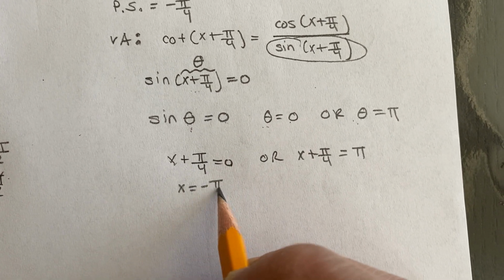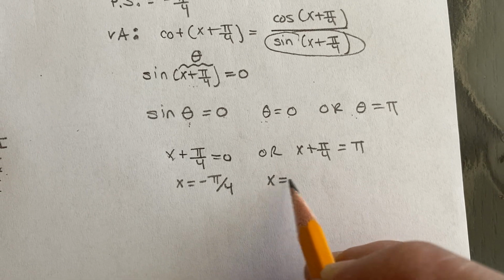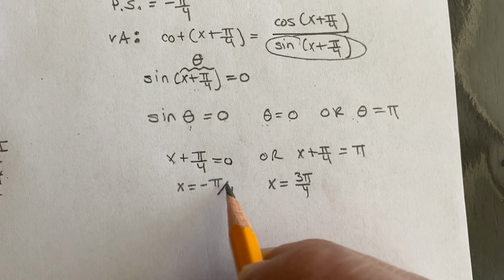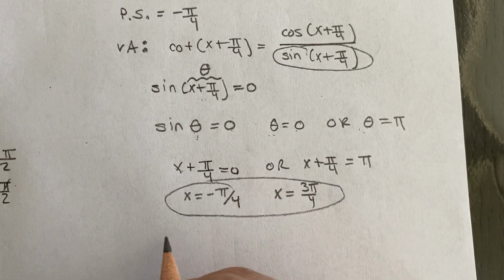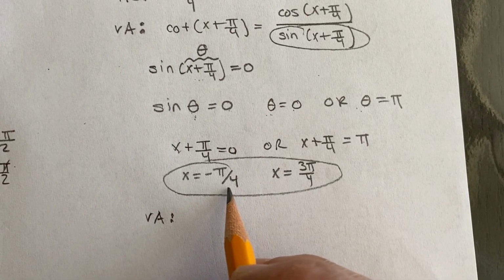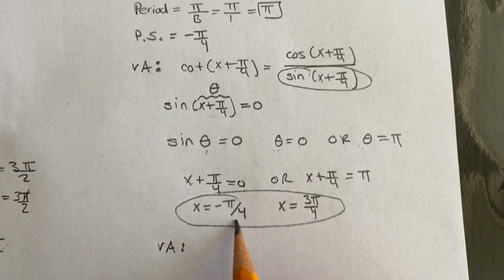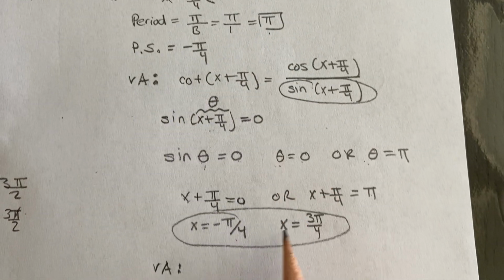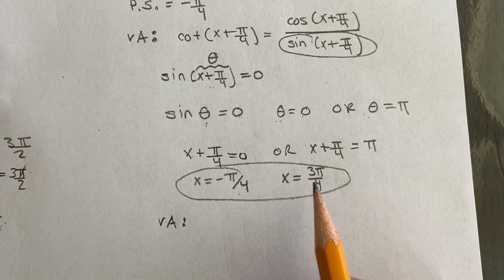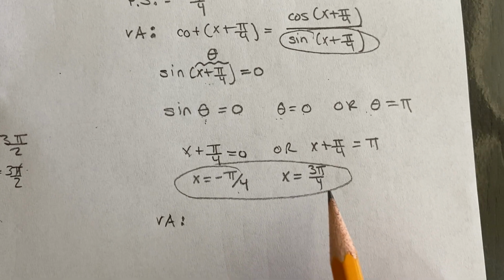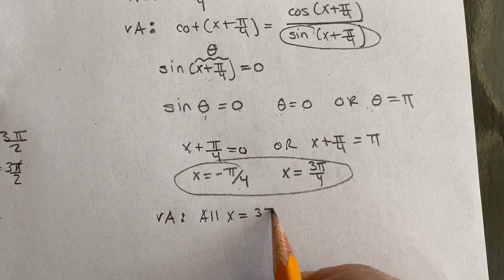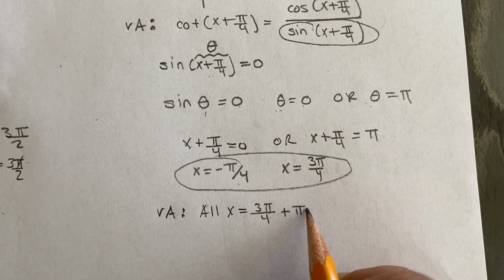Your first vertical asymptote is negative pi over 4. Your next vertical asymptote, pi minus pi over 4, is 3 pi over 4. And these are your first two VAs. And if I say calculate all the VAs, you could write negative pi over 4 plus the period. The period we calculated was just pi. But remember, by convention, typically we write the first least positive vertical asymptote. So I'm going to write all x is equal to 3 pi over 4 plus pi n.